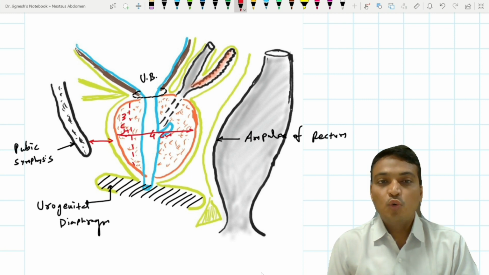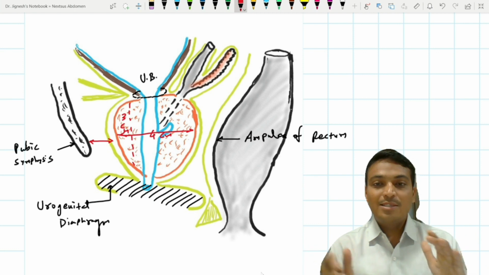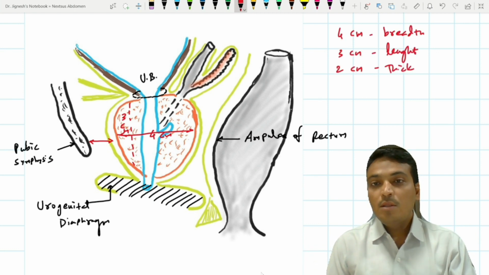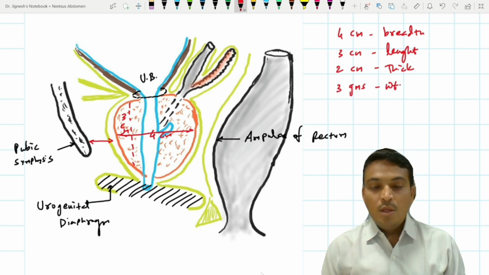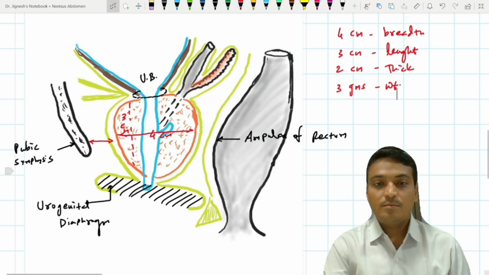The size of the prostate gland is around 4 centimeter in breadth, 3 centimeter in length, and 2 centimeter thick. So this is the structure where the breadth of the organ is larger than the length of the organ. The weight of this prostate gland is usually 30 grams. Now let's see the external features of this prostate gland.